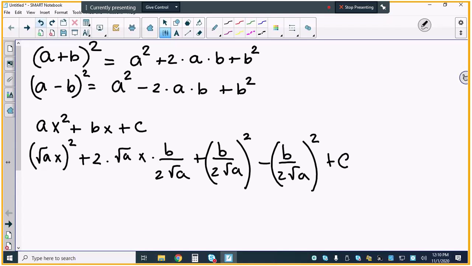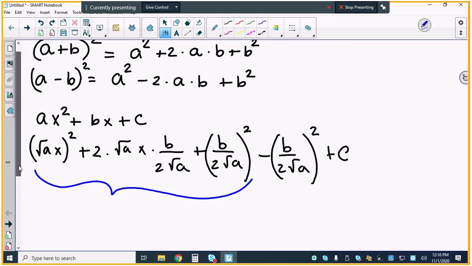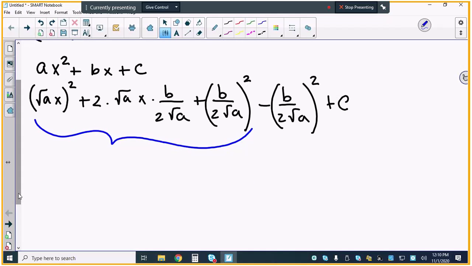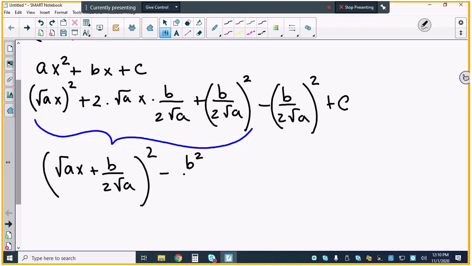What we have thus far, if I look at the first 3 terms, is the quantity whole squared. In other words, I can simplify that by writing square root of a x plus b over 2 square root of a, whole to the power 2, minus b squared over 4a, because you have to square both 2 and square root of a, plus c. And this is called completing the square.